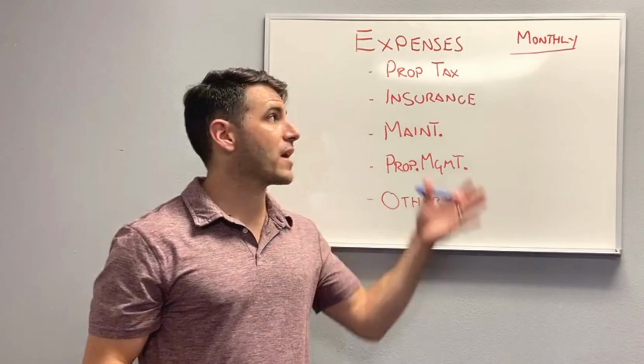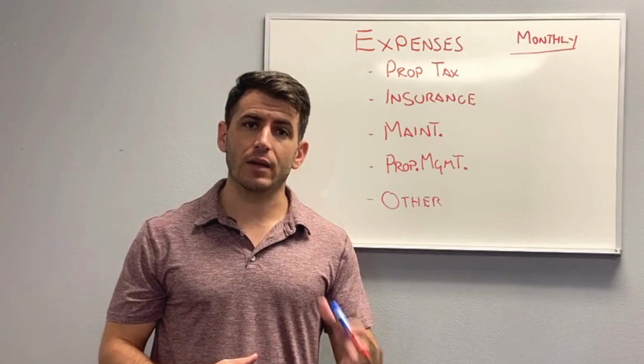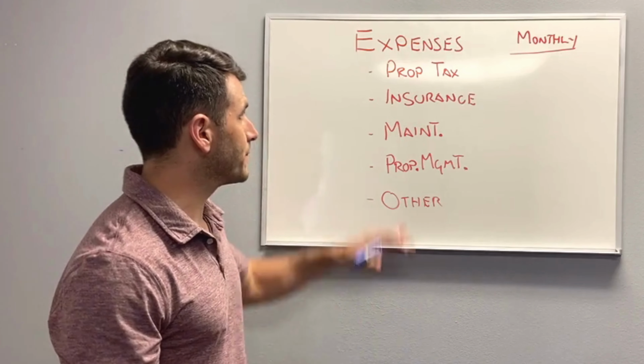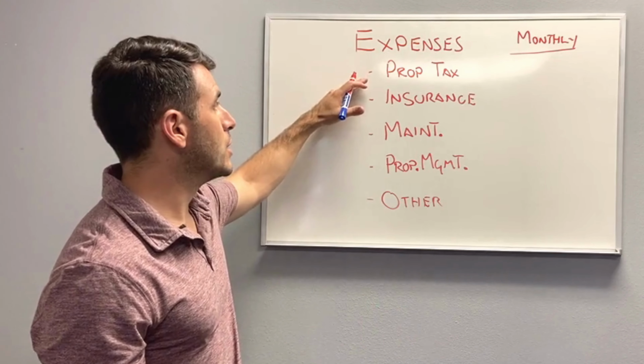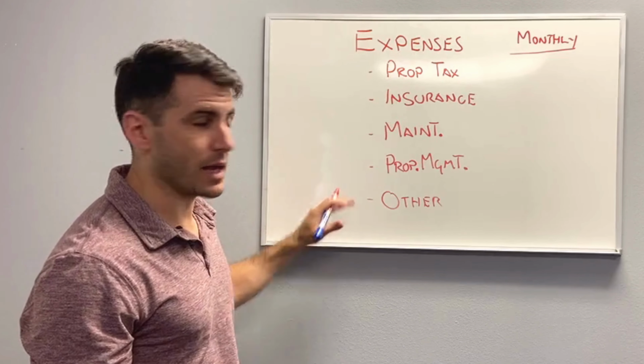In reality, we've got expenses. I break expenses down into 5 categories, not including debt. We'll get to that here in a second. So your expenses as I see them: property taxes, insurance, maintenance, property management, and other.